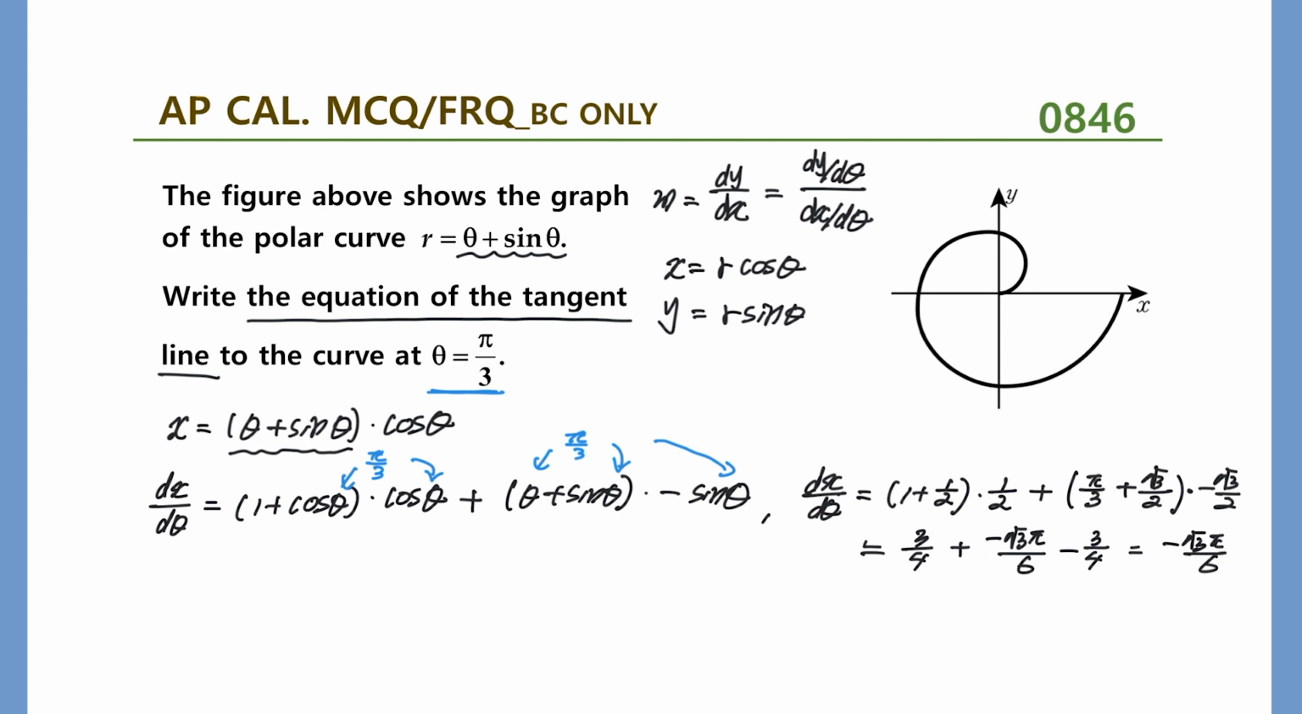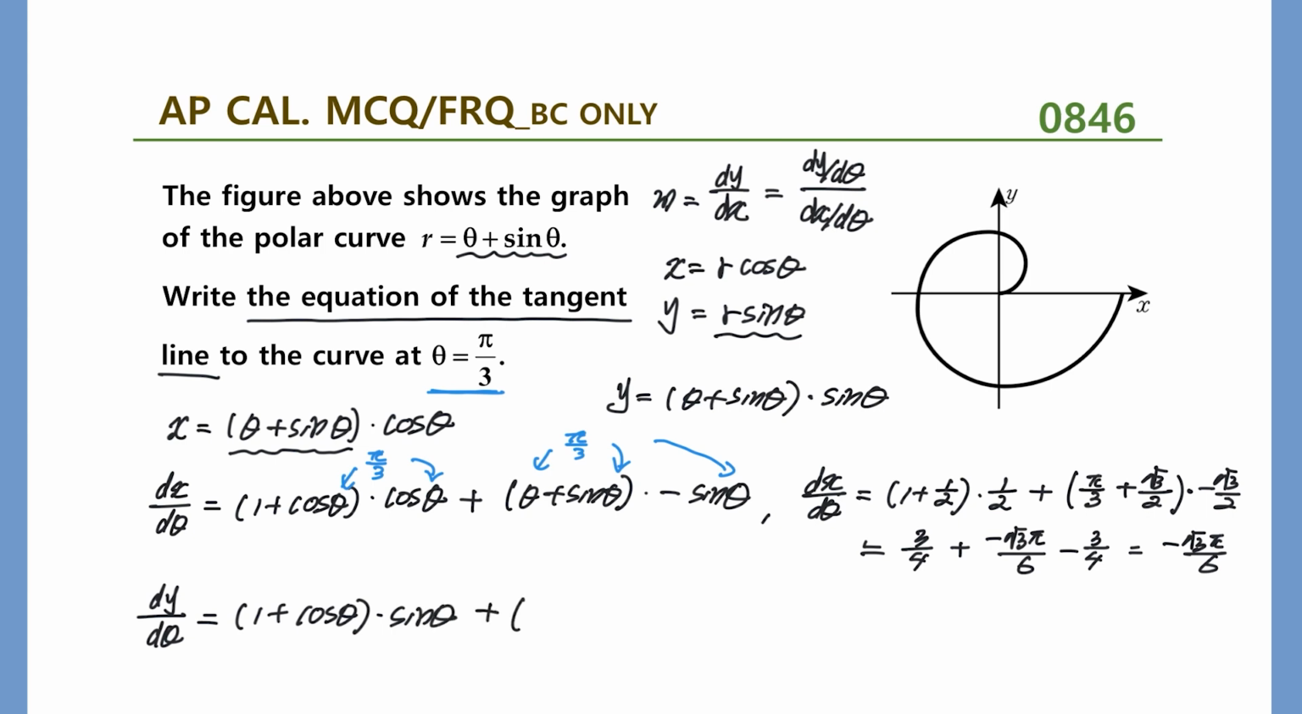Now let's find the derivative of y with respect to θ. Here y is r sin θ, right? So (θ + sin θ) times sin θ. Then dy/dθ is equal to the derivative of θ plus sin θ, that's 1 plus cos θ, and we have a sin θ, plus, leave r alone, θ plus sin θ, times the derivative of sine, that's cosine, right? Again, substitute π/3 for θ, right?